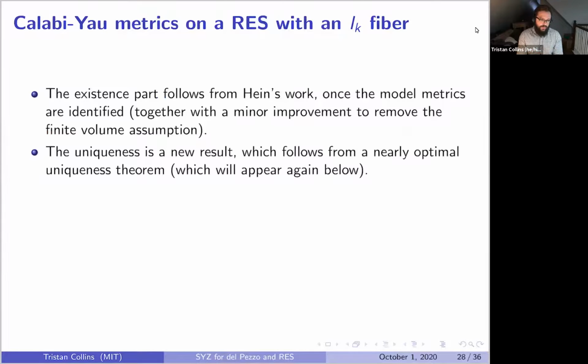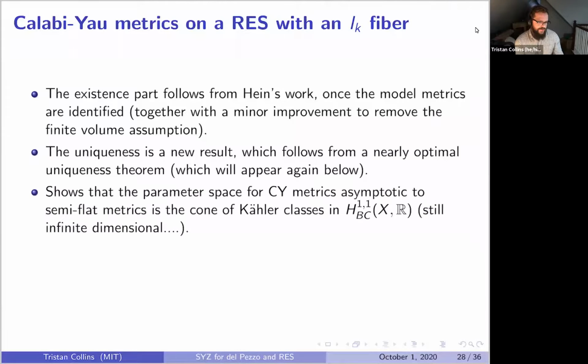So the existence part of this theorem, once you have the right model, then Hein's work, he has a very robust way for solving the Monge-Ampère equation, building on the work of Tian-Yau. So you can just plug this into Hein's thesis, which is the machine that produces the Calabi-Yau metric. The uniqueness result is new. And it follows from a nearly optimal uniqueness theorem, which I'm going to talk about again below. And it shows that the parameter space for Calabi-Yau metrics asymptotic to semi-flat metrics is the cone of Kähler classes in the 1-1 Bott-Chern cohomology. So that's still infinite dimensional, but at least we have now some sort of parameter space.